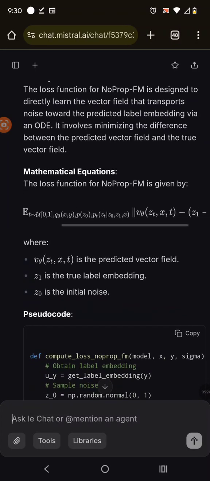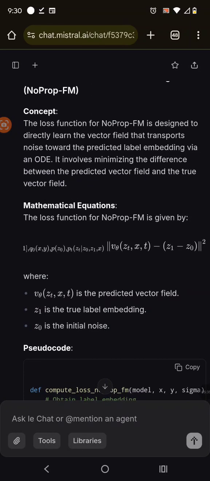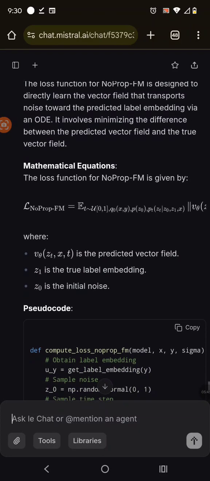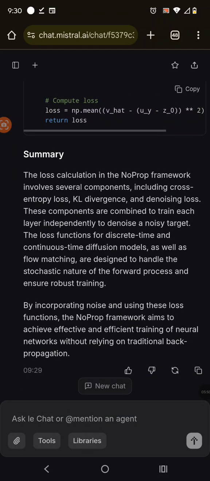So it depends on several things, most importantly the predicted vector field. Z1 is the true label embedding, Z0 is the initial noise. So take the difference between these two, subtract it from the predicted vector field, and then square it. There are several components here: cross entropy and KL divergence, which are standard ones, then the denoising loss.